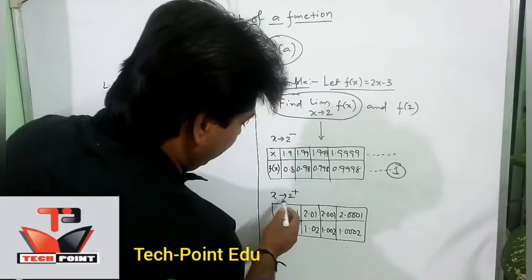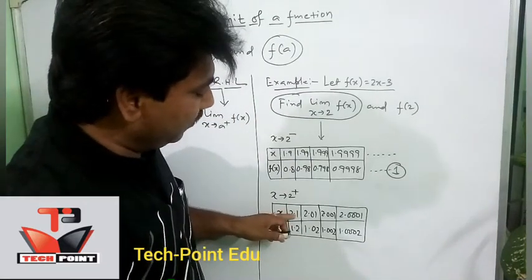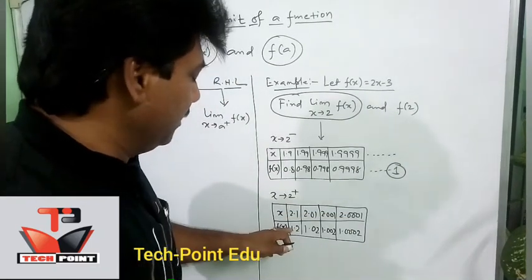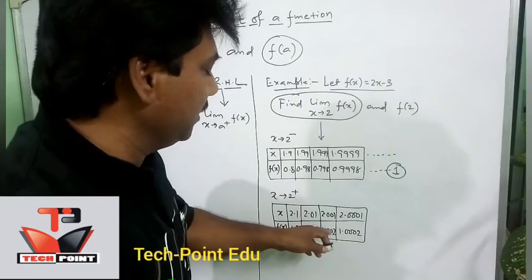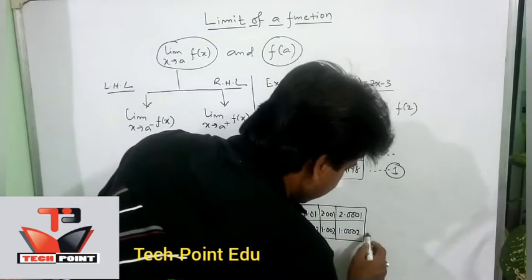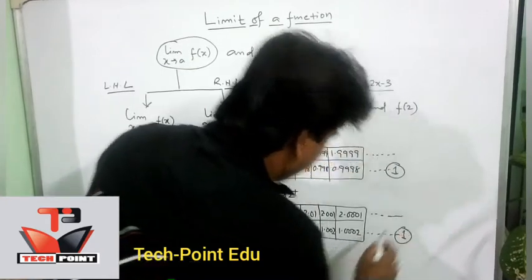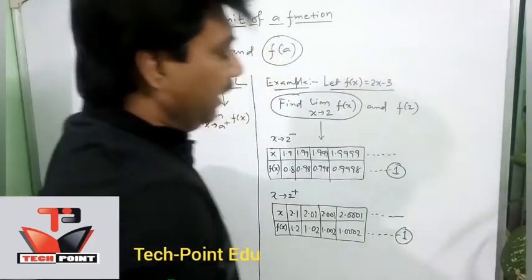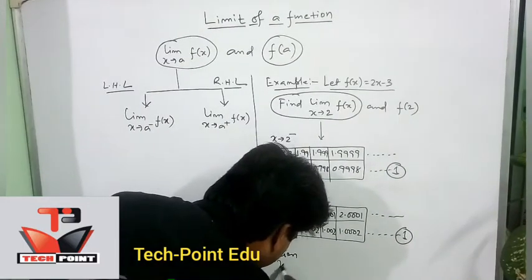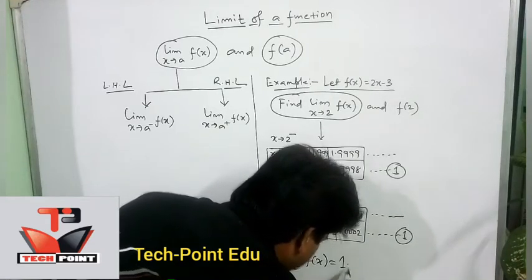And when I am taking 2 plus, that means more values of 2, that means 2.1, gradually decreasing, 2.1, 2.01, 2.001, 2.002. To check the values, 1.2, 1.02, 1.002. That means the value of f of x is gradually decreasing. This one will also become 1 somewhere. If I increase the values of x, it will also be nearer to 1. That means finally I can say that limit x tends to 2, f of x is equal to 1.